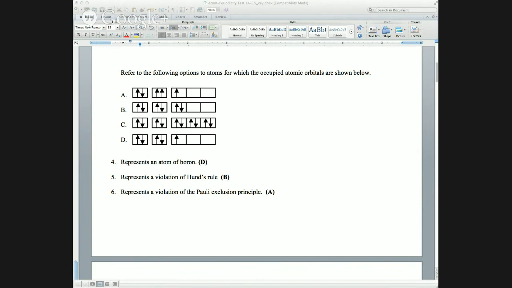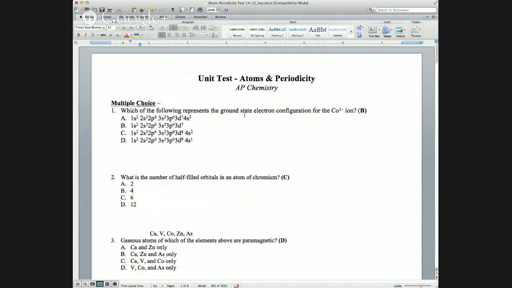Now, Arya would like to know about multiple choice number 1. Which of the following represents the ground state electron configuration for the cobalt-2 plus ion? The actual electron configuration for cobalt would end in 3d7. Let's do this.